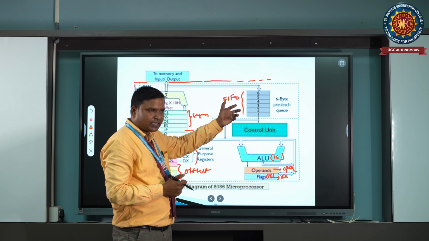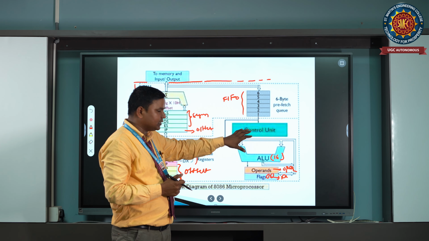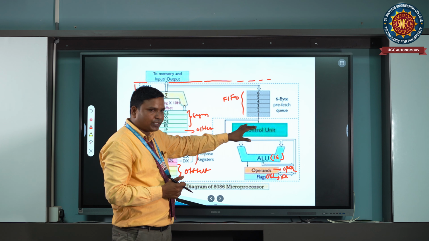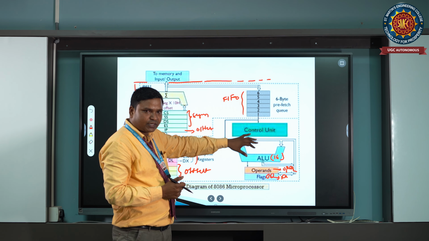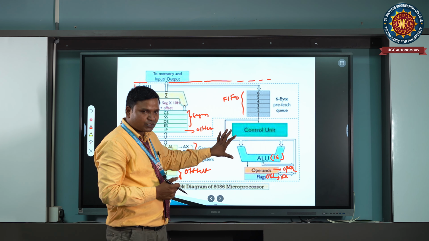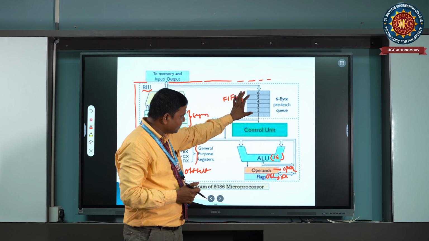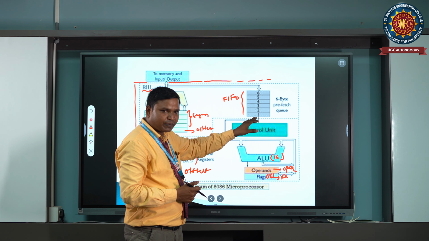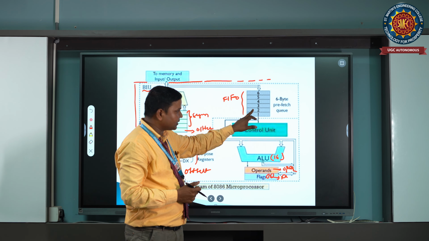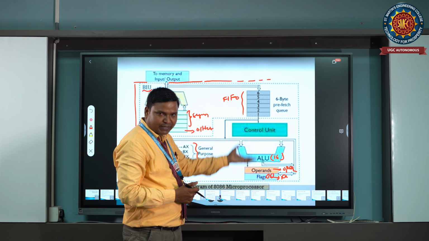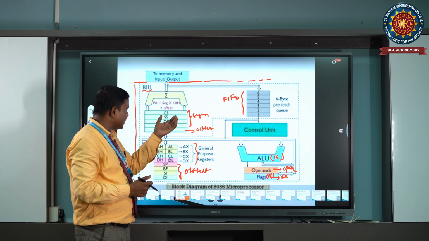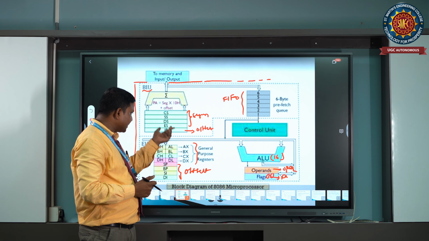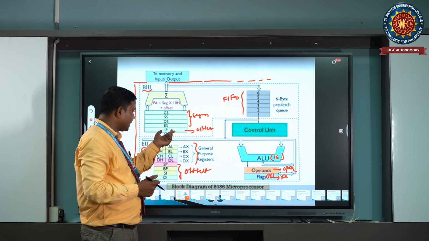How can we fetch the instruction, and how can we send it to the execution unit? It is through the control unit that we send the instruction to the execution unit. The first instruction will be executed first, the second instruction second, and then the third. One by one it will be executed and transferred to the control unit. The segment registers are the code segment, stack segment, data segment, extra segment, and instruction pointer.